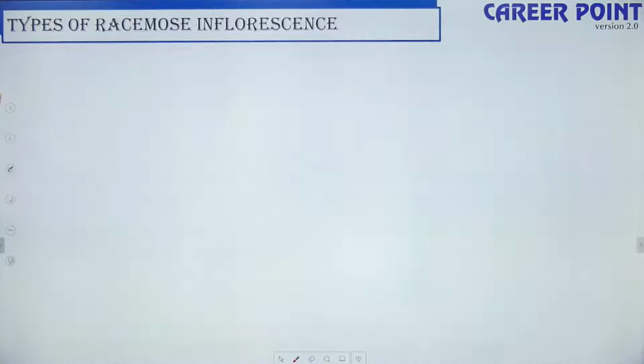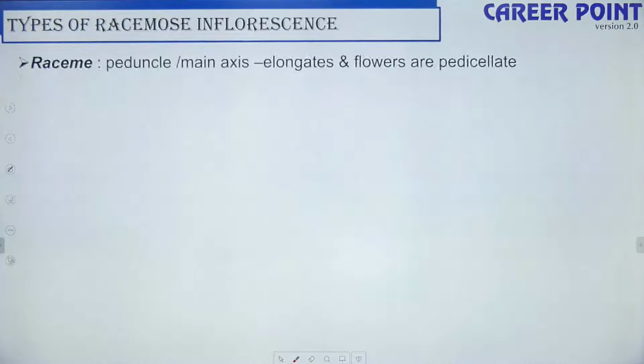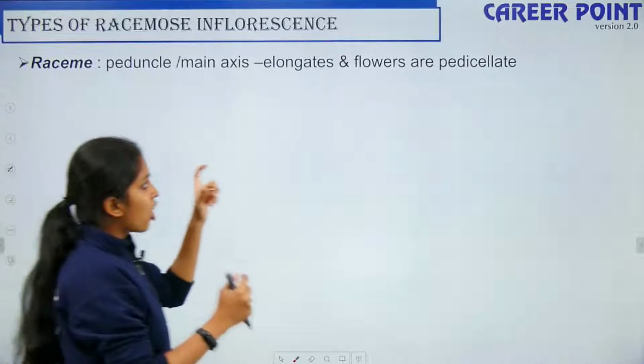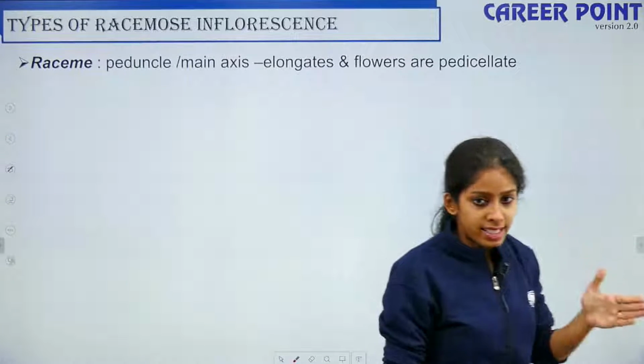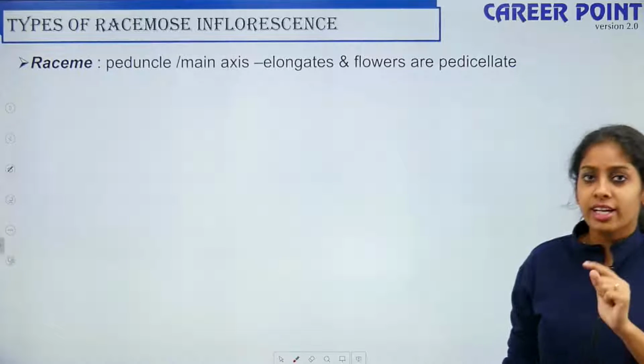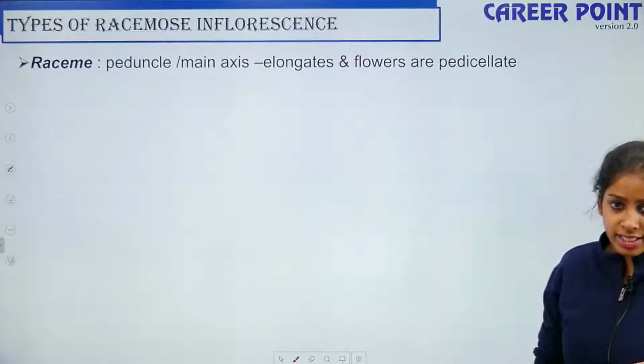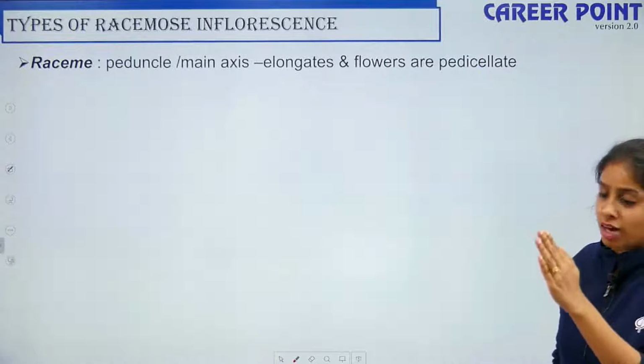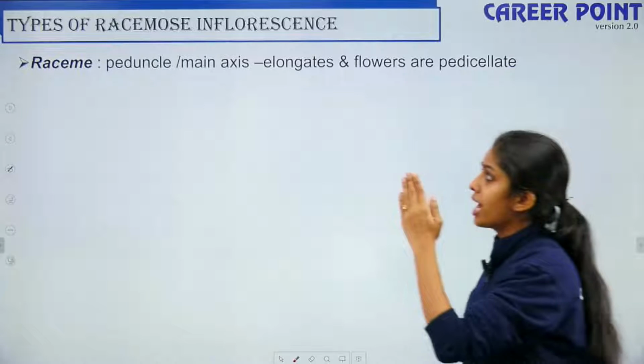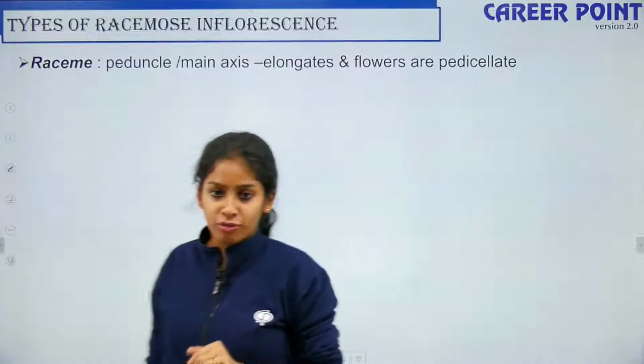So now we'll talk about each of the type. First is raceme. So the peduncle or the main axis elongates and the flowers are pedicellate. When they have the stalk, that is called as pedicellate. Okay. So the main axis is elongated. The main axis of the flower is elongated. So that is your raceme type of inflorescence.